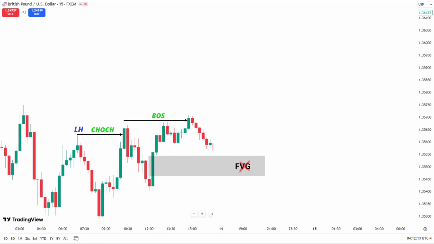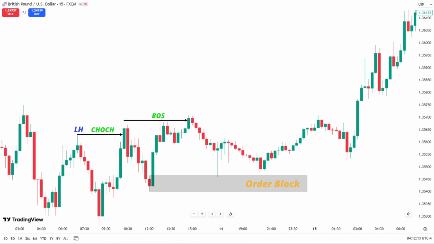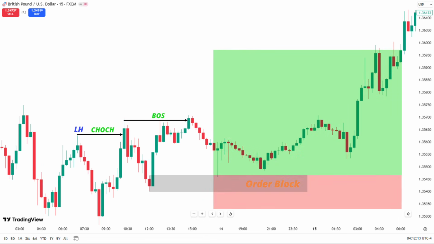Here, instead of FVGs, we look for the order block. The last bearish candle before the bullish impulse that caused the BOS is marked as the bullish OB. When price retraces back into this exact candle zone, we prepare for entry. The trade is taken at the OB, the stop loss placed below it, and the target set at the next liquidity pool, usually the prior high.